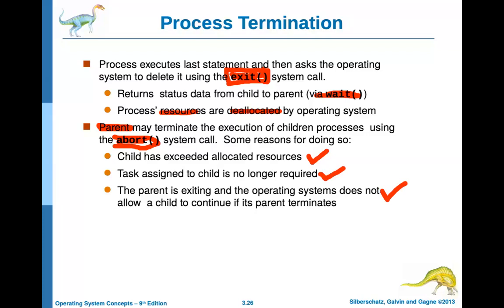So for these multiple reasons, now I can say there are two types of process termination. First one is normal termination. Whenever the task assigned to the process is finished, that is a normal termination of a process with the exit system call, and the process itself calls that exit. Whereas what is abort? Abort is whenever the parent wants to terminate the child process forcefully. Okay, so that is what abort is.